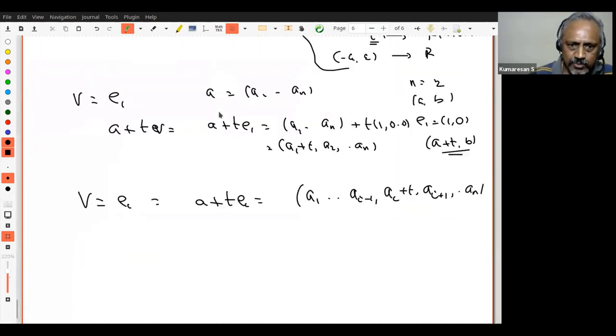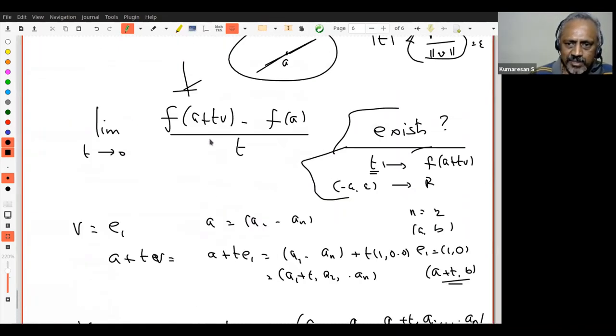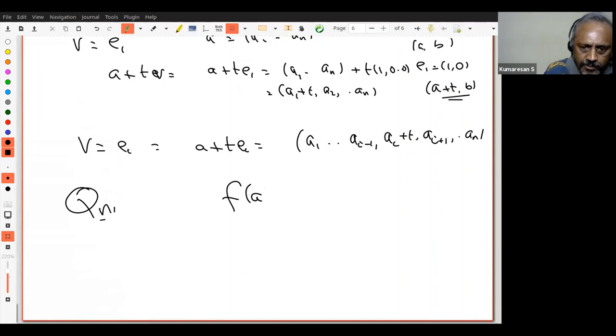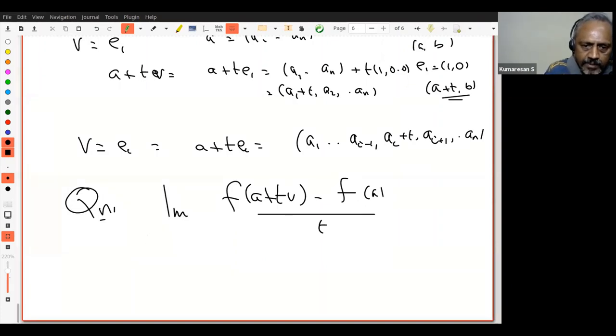We will give it a name. So the question is whether the limit exists. Again, let me formulate the question: f of a plus tv minus f of a, by t, limit t going to 0, whether it exists.